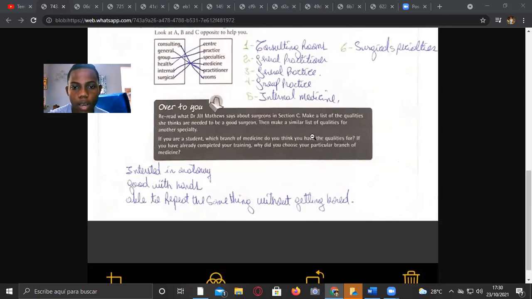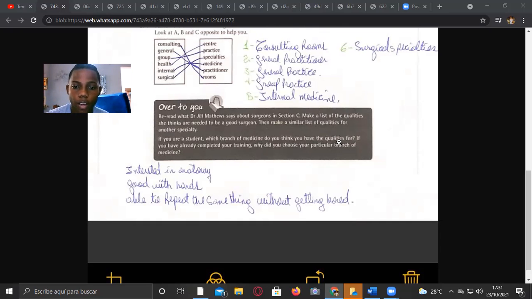Over to you. Read what Dr. Jill Matthew says about surgery in section C. Make a list of the qualities she thinks are needed to be a good surgeon. Then make a similar list of qualities in a specialty. If you're a student, which branch of medicine would you think you have the qualities for?